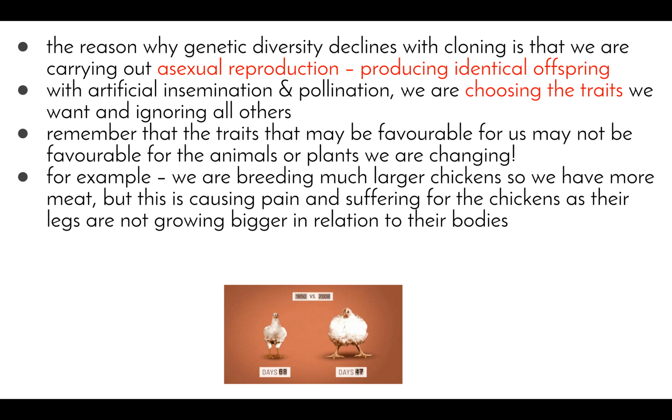we are changing. For example, we are breeding much larger chickens, so we have more meat, but this is causing pain and suffering for the chickens as their legs are not growing bigger in relation to their body. And as we can see in this diagram here, in the 1950s, this first chicken is about 60 odd days old, whereas the second chicken here is nowhere near that age. But as you can see, it is considerably bigger, and that is because of the introduction of things like human growth hormone, which we've seen in the salmon that we've talked about as well.